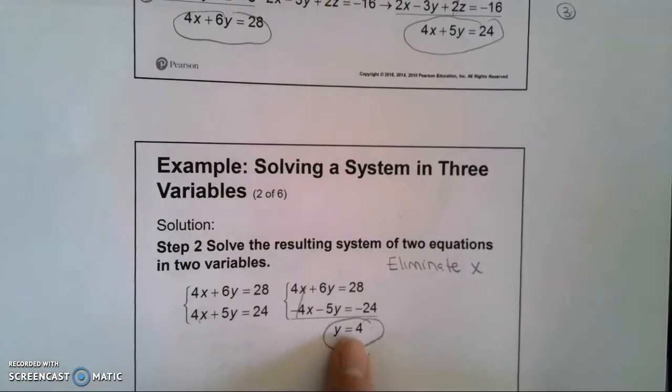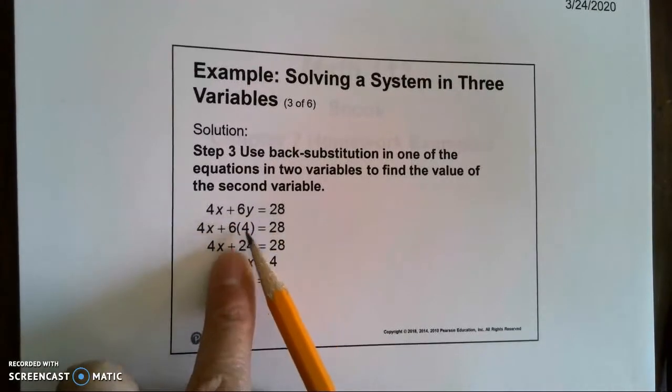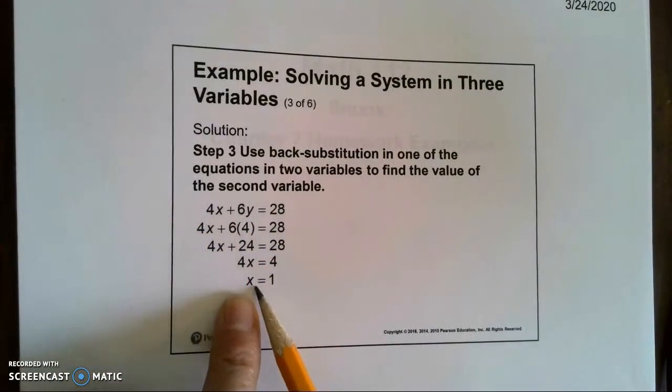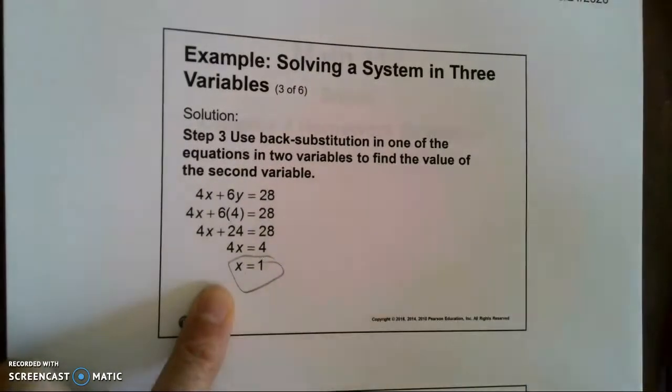They took the first equation. Here's the first equation. They plugged in 4 for y, and now we have x. So now we have x, and now we have y. The last thing we have to do is find z.